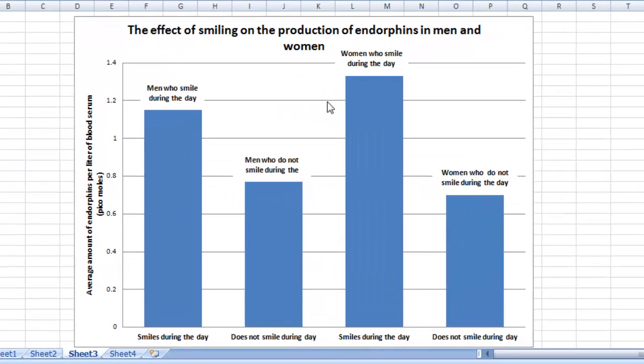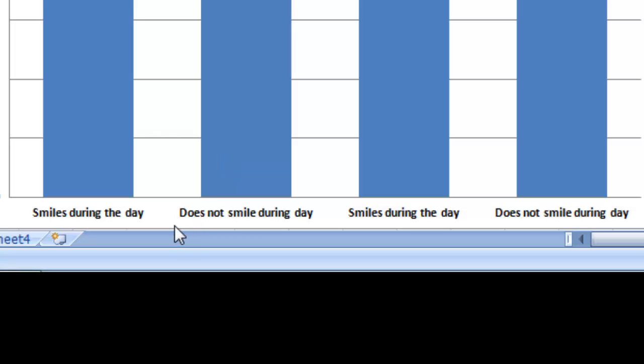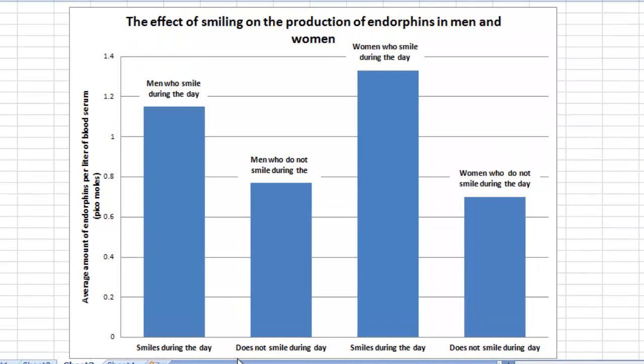So say for example that you run an experiment where you're testing the effect of smiling on the production of endorphins in both men and women. In this case, the independent variable is just whether or not the person smiles at least once during the day. Because that's a value that's not given in terms of numbers, it's not considered to be quantitative. Instead, it's considered to be qualitative.